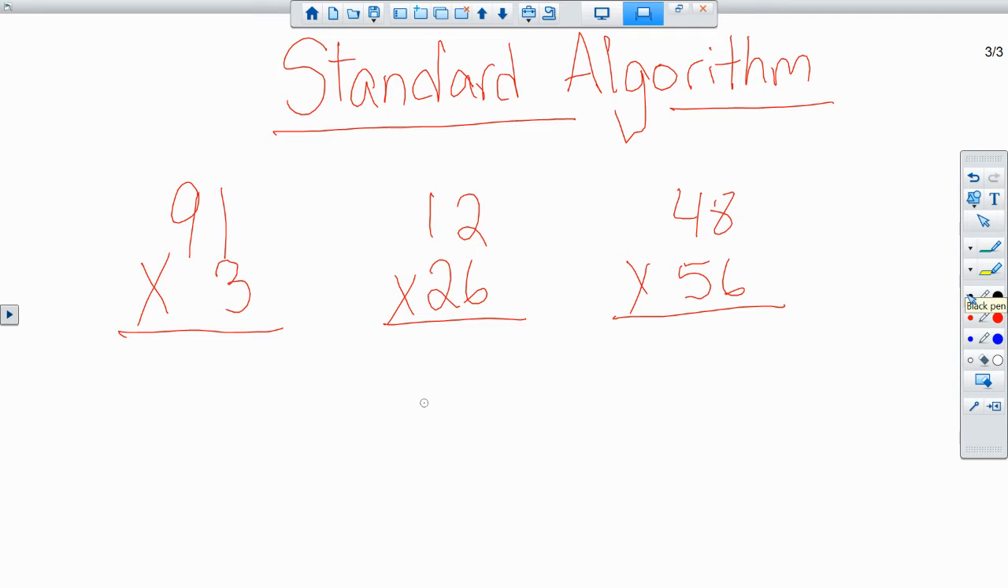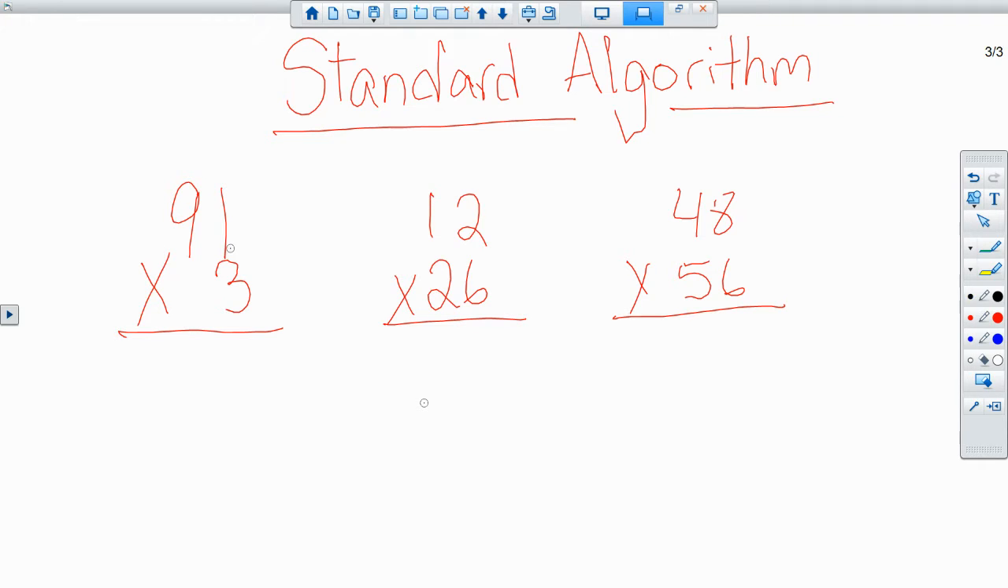All right, you've chosen to watch the standard algorithm strategy. So the standard algorithm is what your parents are used to learning, and it's what most people in the world do. It's probably the fastest method. So 91 times 3, Mrs. Royer went over this a little bit yesterday, but I wanted to make sure that we remember.